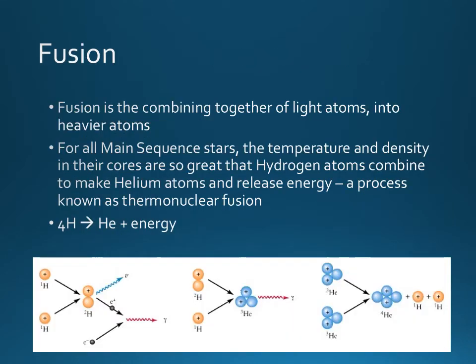Fusion is the combining together of lighter atoms into heavier elements. For all main sequence stars, the temperature and density in their cores are so great that hydrogen atoms combine to make helium atoms and release energy, a process known as thermonuclear fusion. In the fusion process, 4 hydrogen nuclei are converted into 1 helium nucleus plus the release of energy. This energy is what powers the stars for billions of years.